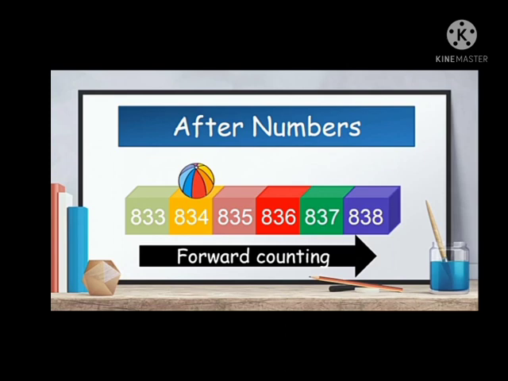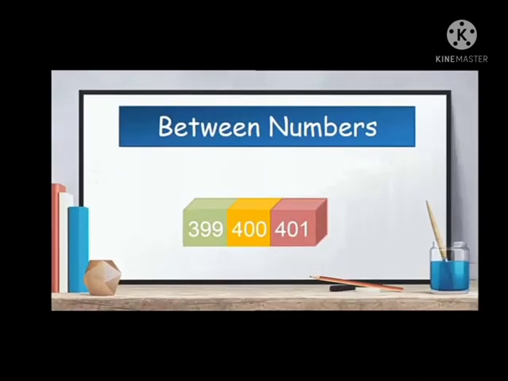The same way we can say the after number of 834 is 835. The after number of 835 is 836. Next, the after number of 836 is 837. Okay, next the after number of 837 is 838. So what is after number? After number means we count in forward direction.